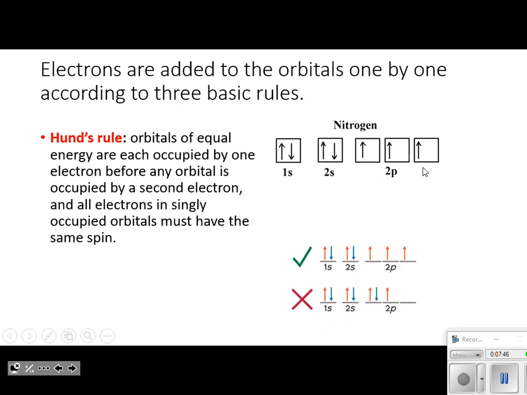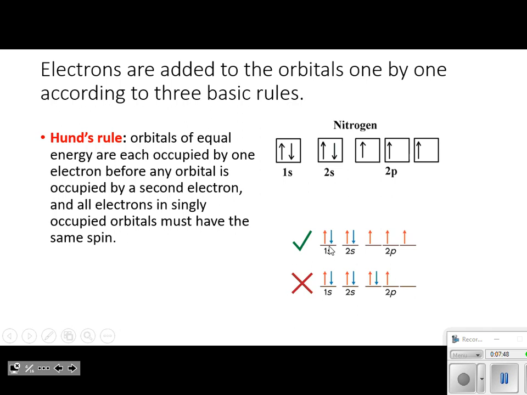So if I show you this little picture here, here's nitrogen again. Here's the s orbital. The 1s orbital is filled. The 2s orbital is filled. When we get to the p orbitals, we have 1, 2, 3, one per orbital before we double them up. Now this bottom one, see how I have doubled up here, but I don't have any on that orbital? That is violating Hund's rule. So I have to have an electron on this orbital before I can double any one of them up.